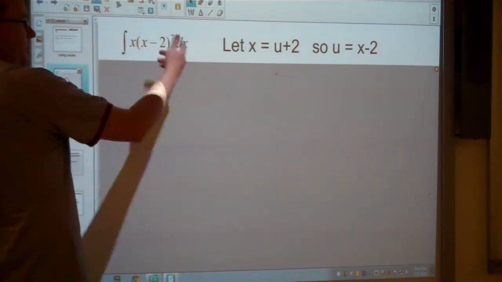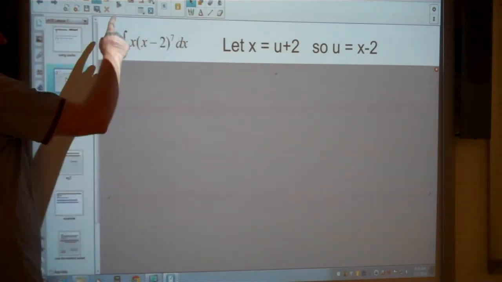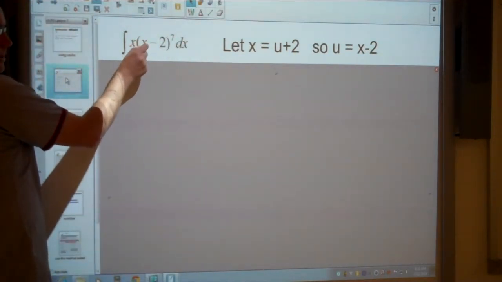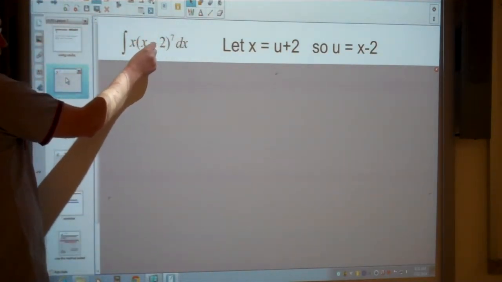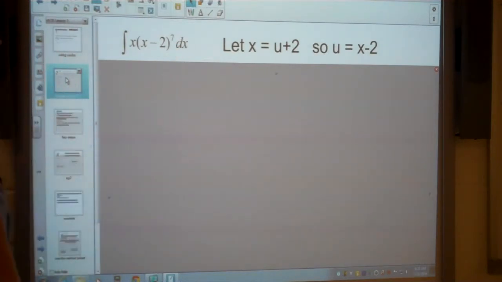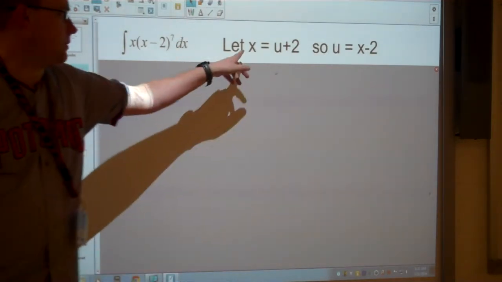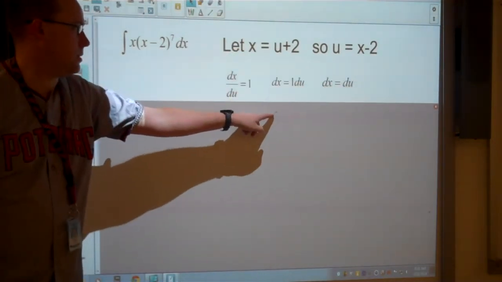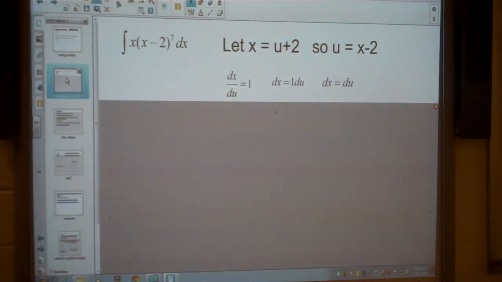Once we've done that, we're going to try and substitute everything in terms of u. So x is just u plus 2. Now if we do put u plus 2 here, we get u plus 2 minus 2, which will just simplify to u. And we're going to try and find dx. Now as we have an equation in terms of x and u, if we differentiate, we could get dx by du. And then if we rearrange that equation, then we can solve for dx.